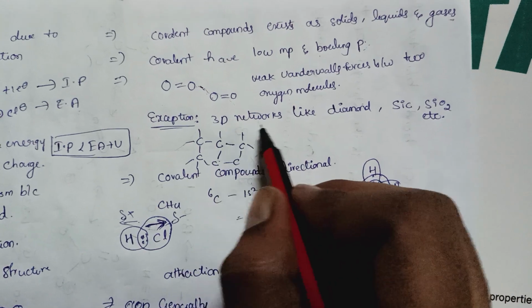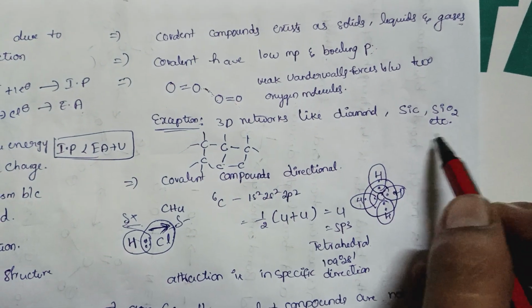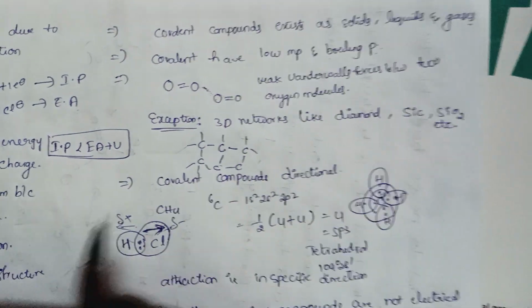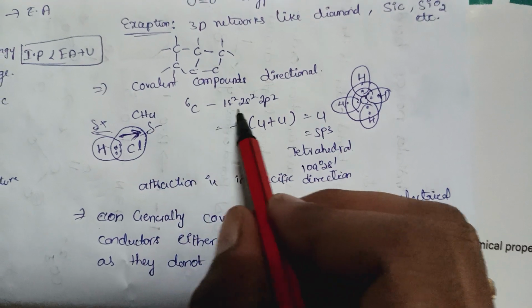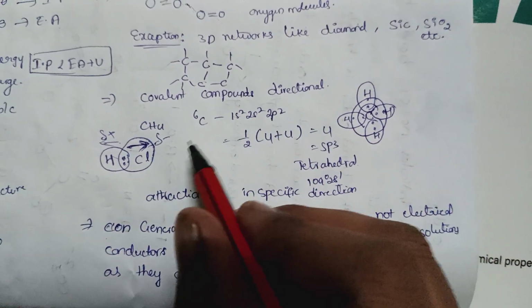But 3D networks like diamond, silicon carbide, silica, etc. have high melting points and boiling points. Covalent compounds are directional in nature. It shows structural isomerism.